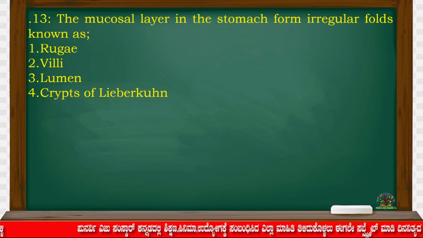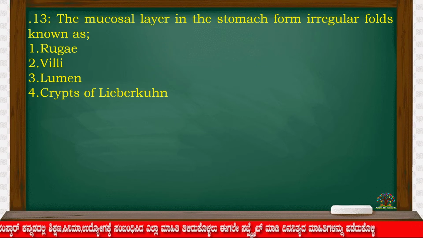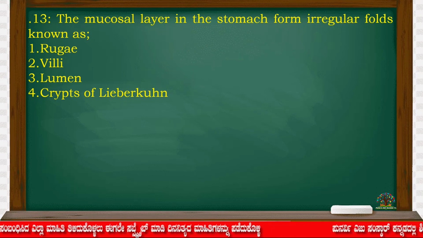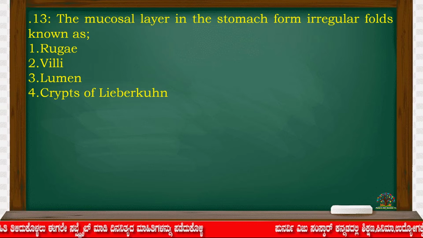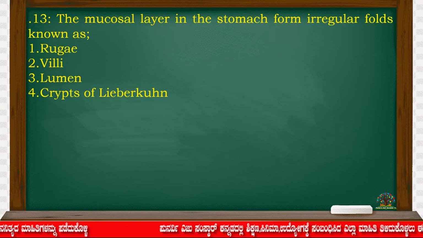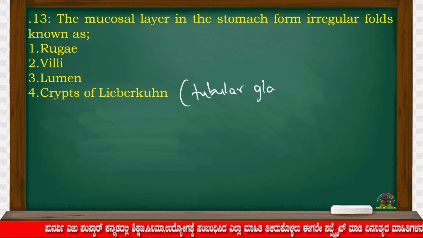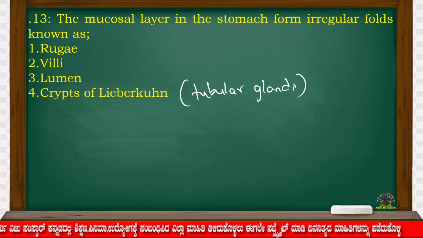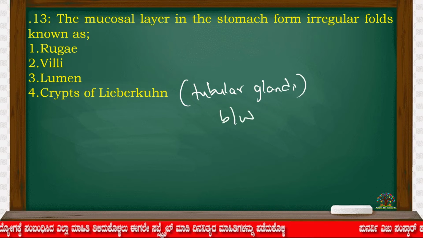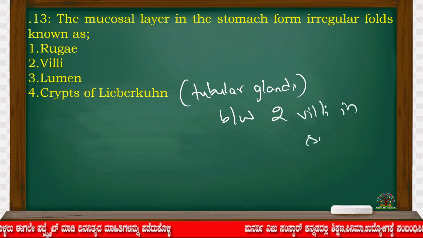Question 13. The mucosal layer in the stomach forms irregular folds known as option number 1, rugae, option number 2, villi, option number 3, lumen, option number 4, crypts of Lieberkühn. So option number 4, crypts of Lieberkühn, they are tubular glands which are present between two successive villi in the small intestine.